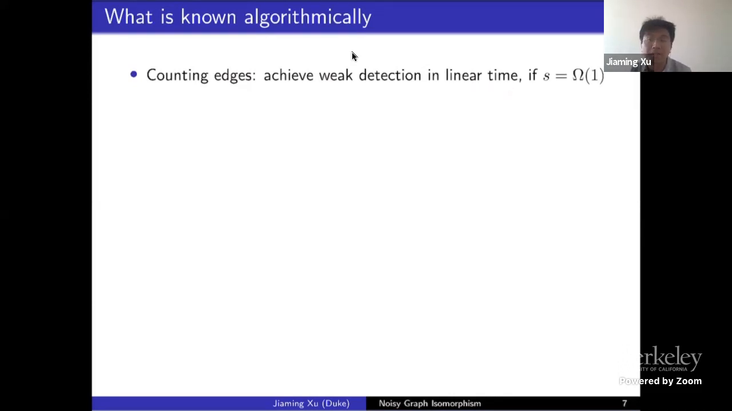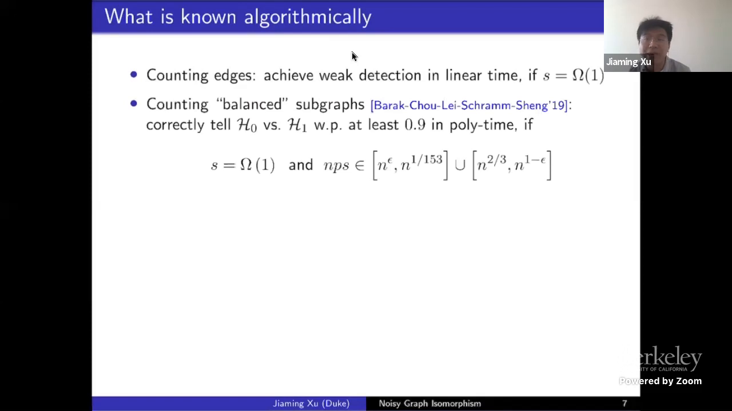a constant. Now, the previous work by Barak et al. actually considered more sophisticated subgraph counting. In particular, they considered counting so-called balanced subgraphs of constant size, and they were able to correctly distinguish the two hypotheses with the correct probability at least 0.9 in polynomial time, if again, S is above a constant, and the average degree falls into this particular range. This condition here is because of their special construction of the balanced subgraphs.